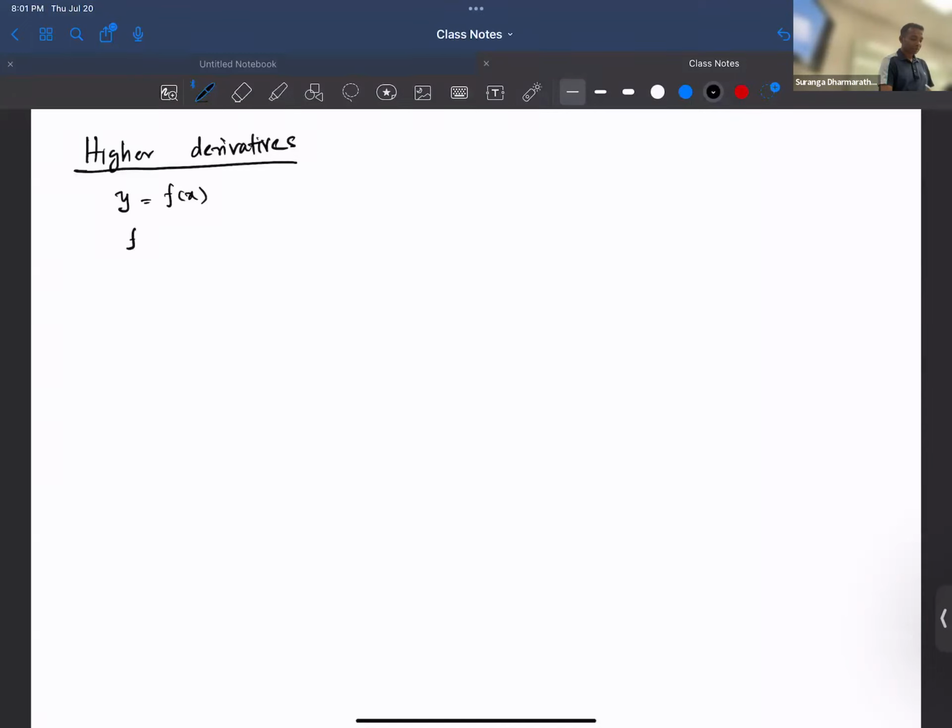The first derivative is denoted by f prime of x, or sometimes you call it y prime or dy over dx in terms of x, right? And for the higher derivatives, you have d over dx of f prime of x, the derivative of the derivative. That's called the second derivative. It's denoted by f double prime of x, or sometimes y double prime, or in this case, d squared y over dx squared. This is called the second derivative.